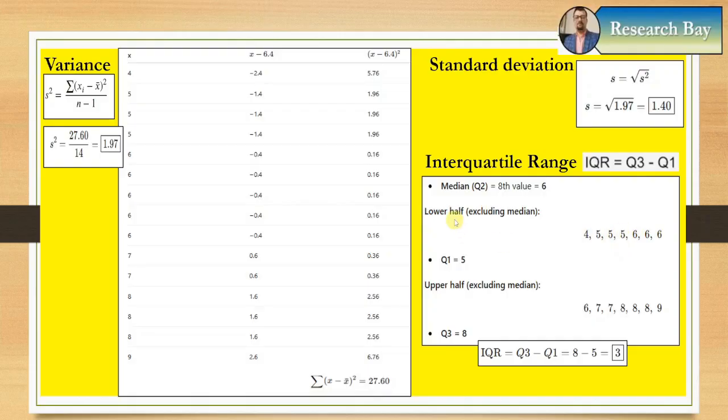This median is the lower half median, which is Q1, the position of Q1, which is 5. And the upper half, you have 6, 7, 7, 8, 8, 8, 9. Again you have 7 values. So 3 lying to the left of 8 and 3 lying to the right of 8. You have median 8. So this is the upper half median, 8. 8 minus 5, Q3 minus Q1 gives you 3. That is the interquartile range, right? So that is how you calculate the interquartile range.